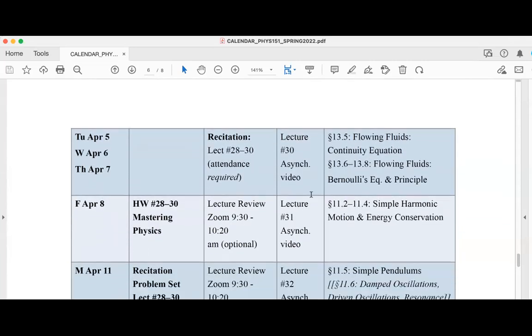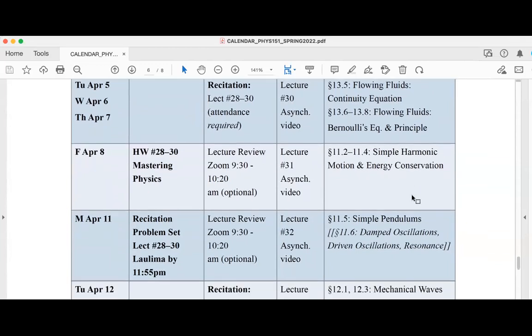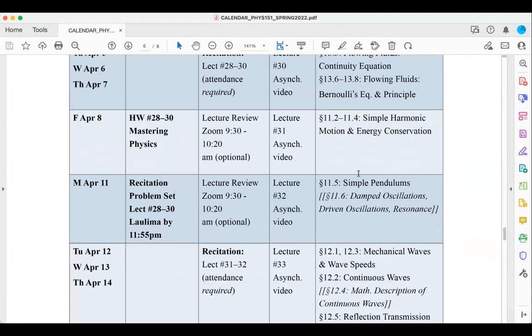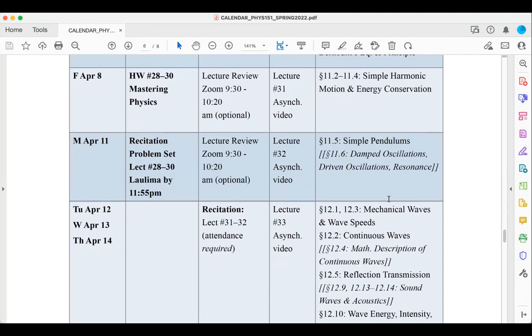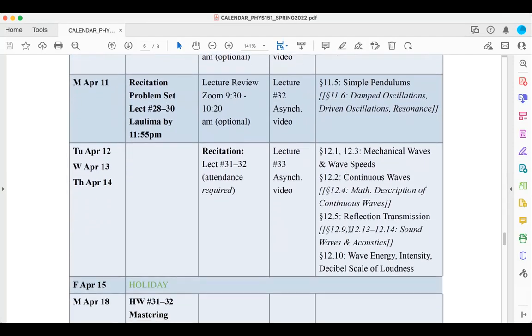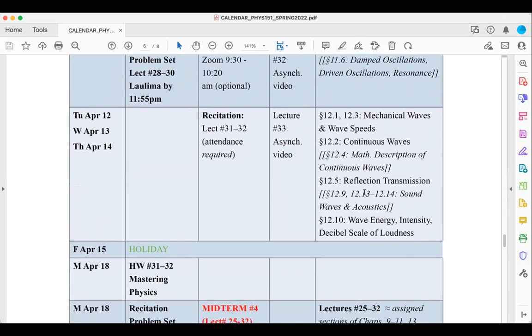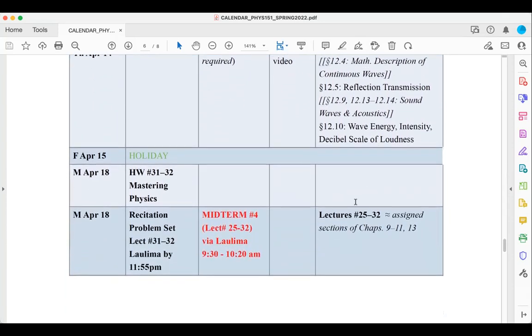So last Friday, we saw the simple harmonic motion and the energy conservation. I'm going to review a bit more what we did last time. And then we are going to go to the single pendulum, which is what we are supposed to discuss today. But because on Friday we do not have any class, I want to go through also mechanical waves and wave speed. So let's see what we can do about this topic, and the rest we will catch up next week, the following week.